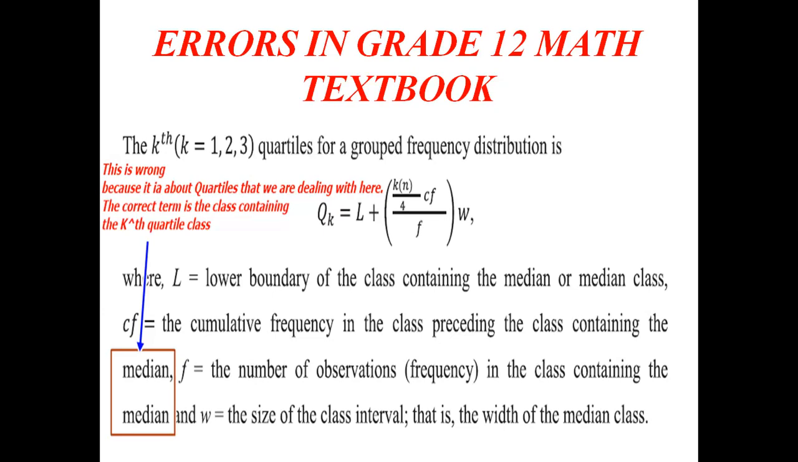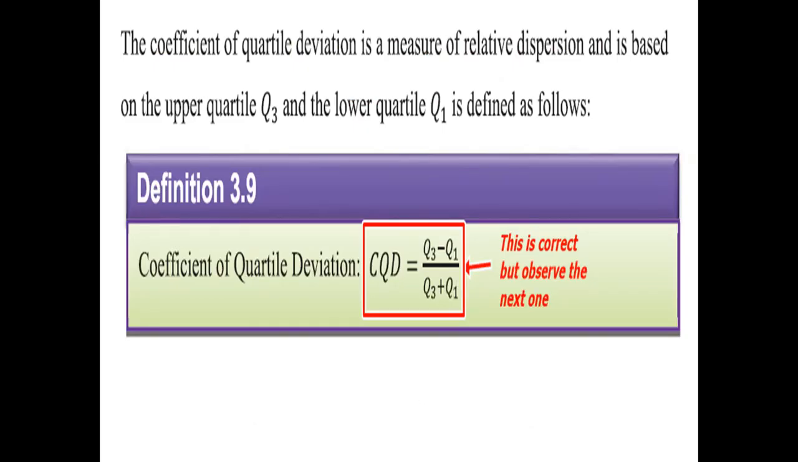That means there is again the new textbook. These errors belong only to the new textbook, the recently published and distributed textbook. And when we come to page 197, it talks about the coefficient of quartile deviation.